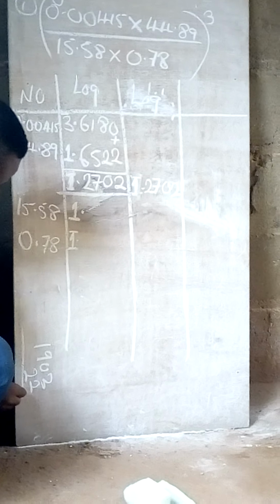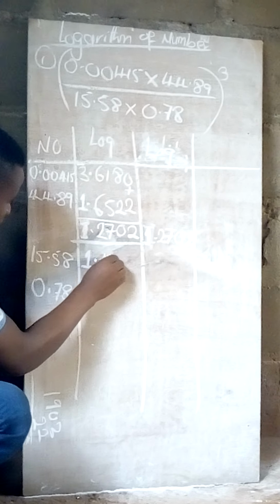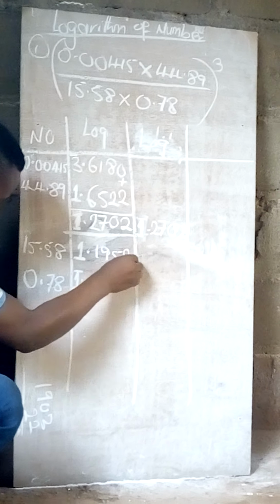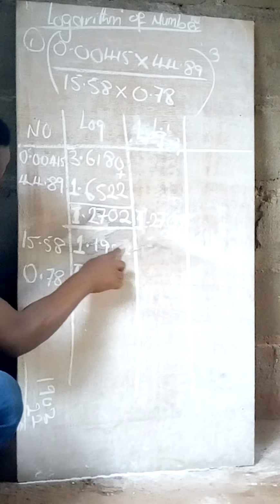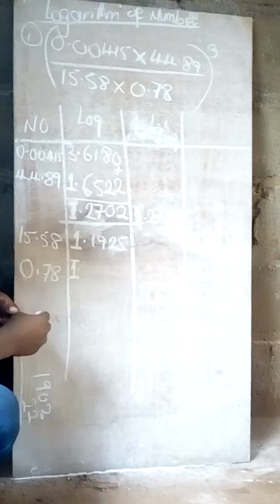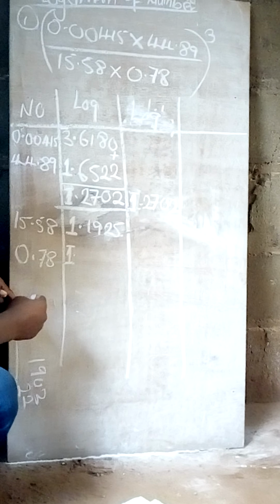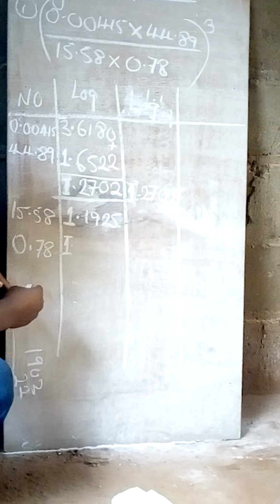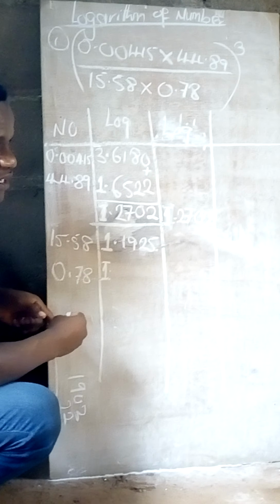We now have 5291. 1952. Are we there? No. 1925. Next one, 78 under 0. The next one, 78 under 0: 891. Please mind you, we have anti-log and we have logarithm of number.